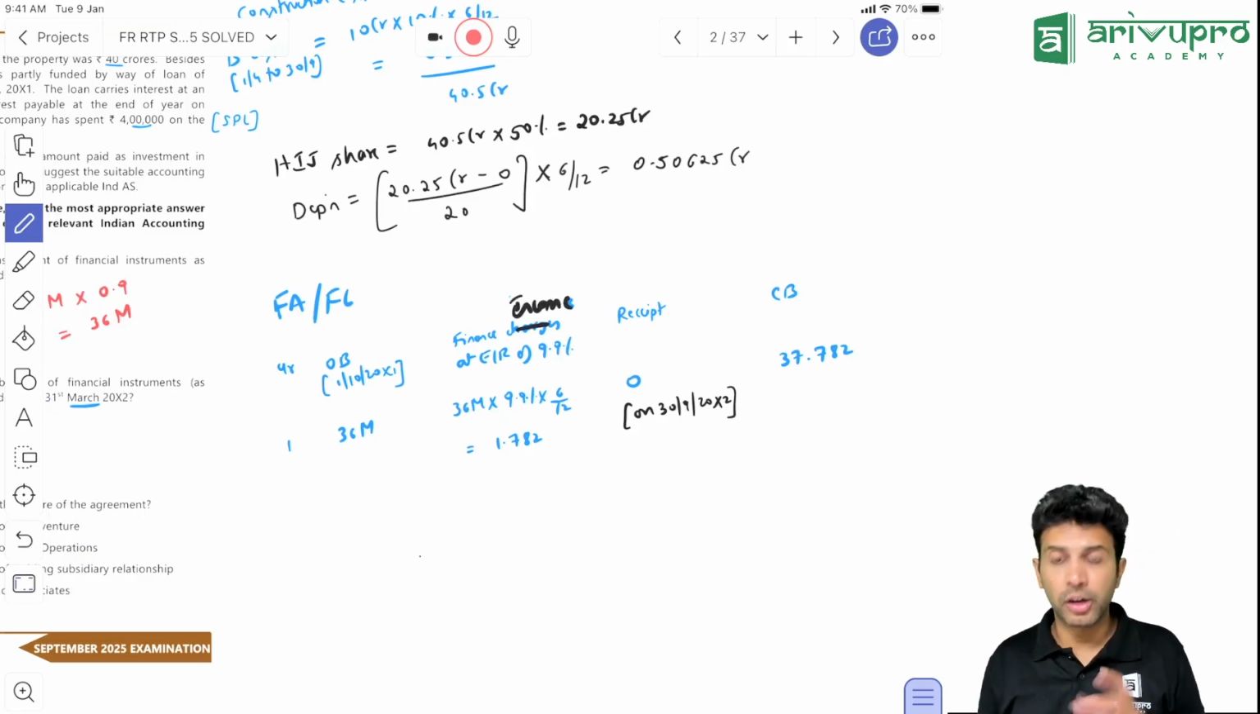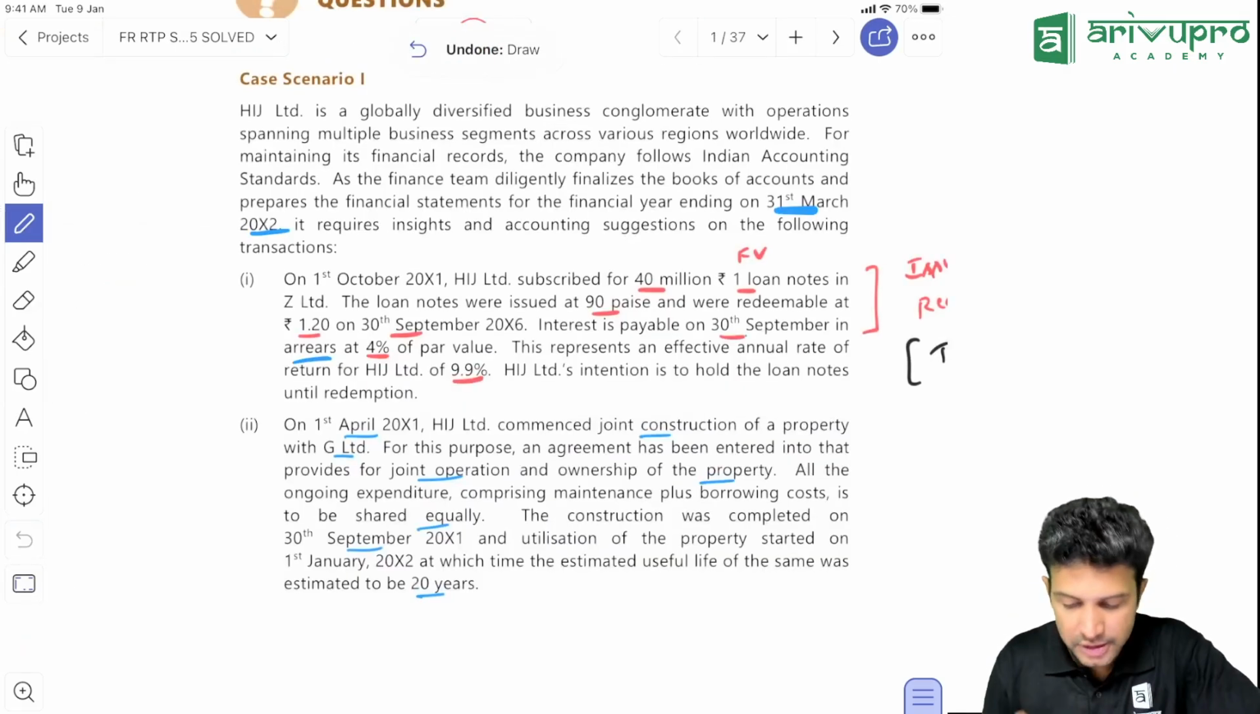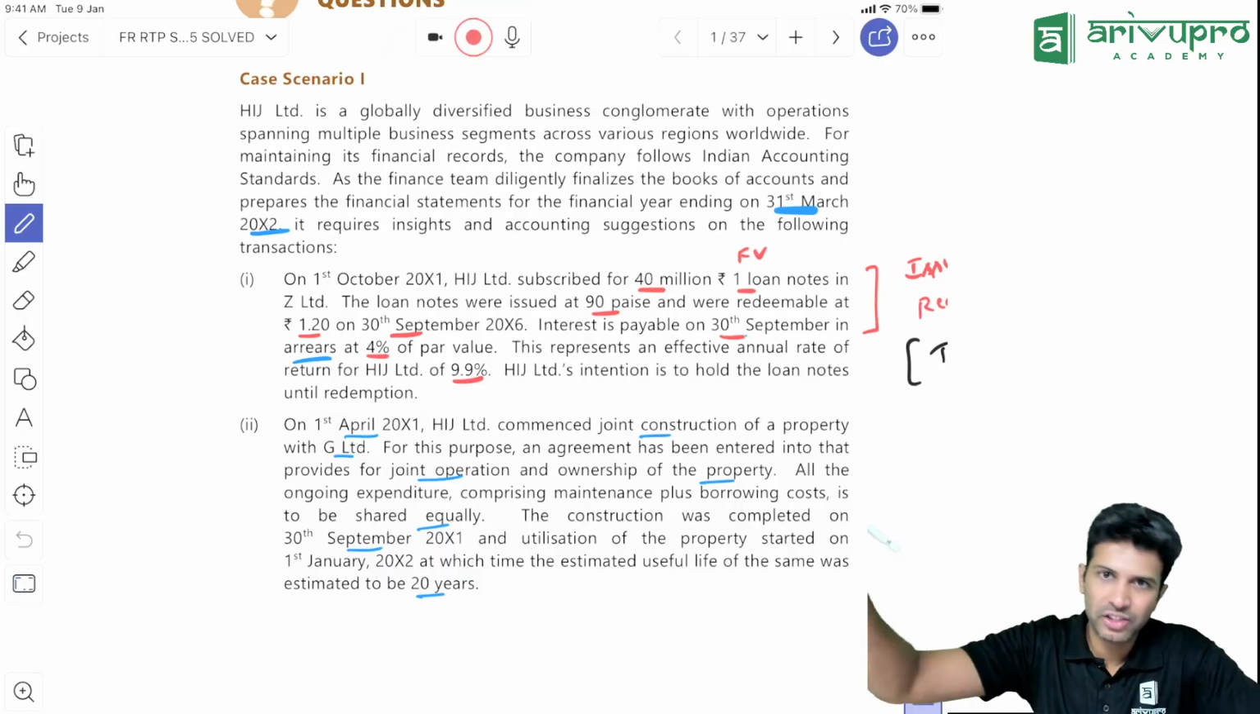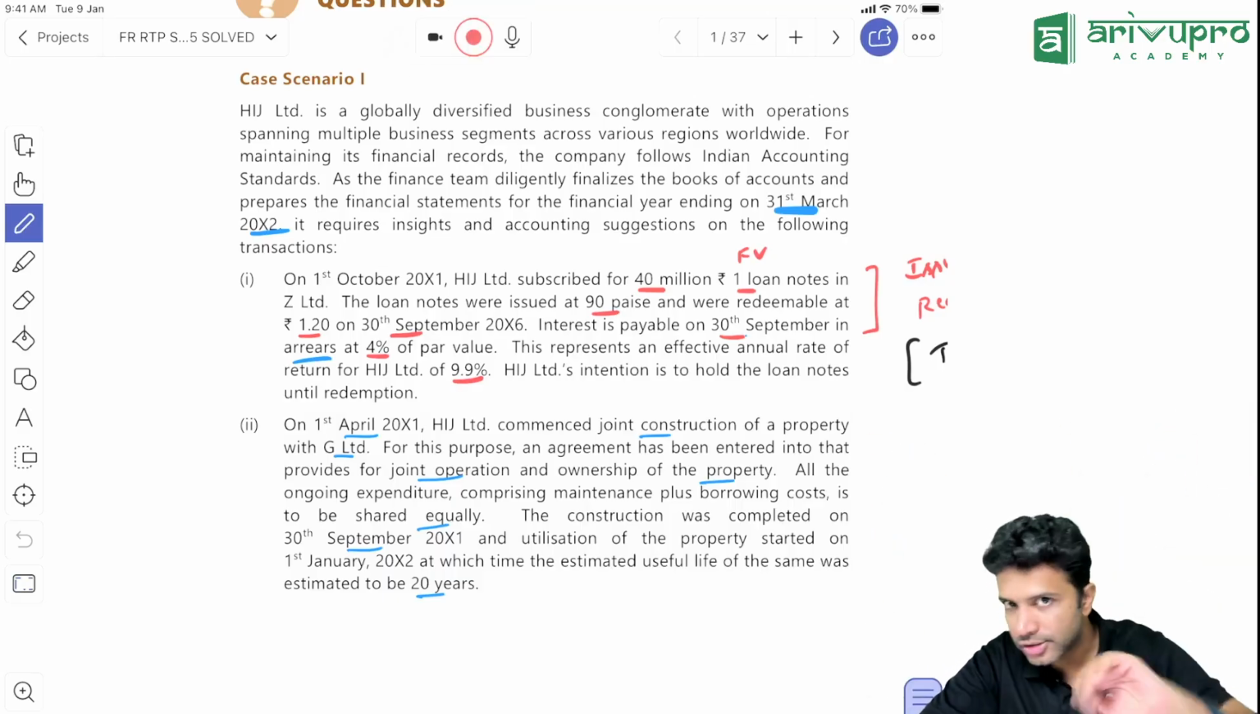Receipt. Sir, what about receipt? Why have you written 0? Sir, interest no. See, the face value of the debentures you will get only after 5 years. Interest you will get every year.